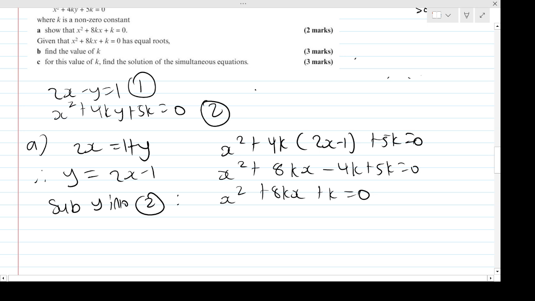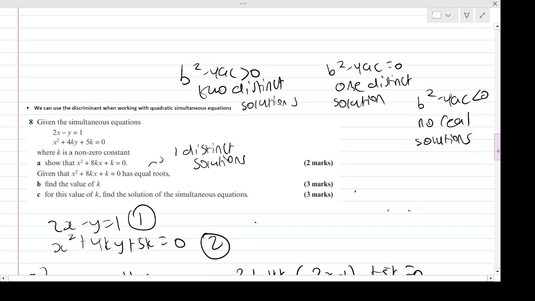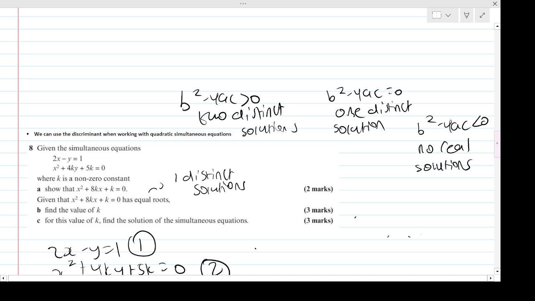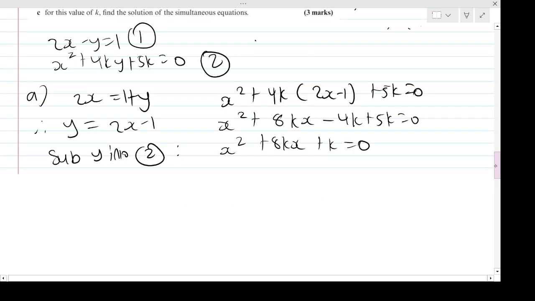And when it has equal roots, that means there's only one distinct solution, because they're both the same, right? You can only have two solutions, but if they're both equal, then you only get one distinct solution. They're not different, they're equal. So we get one distinct. Well, that's the same as when the discriminant is equal to 0. So that's what we're going to do.